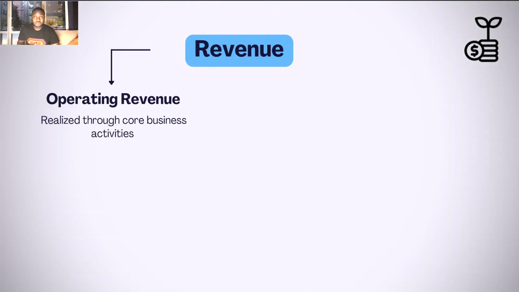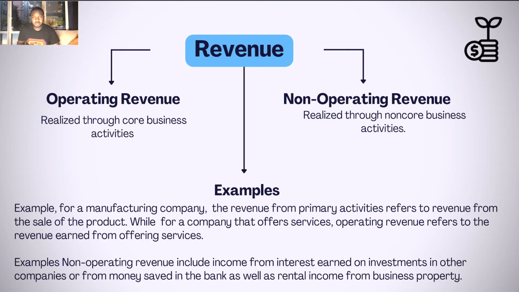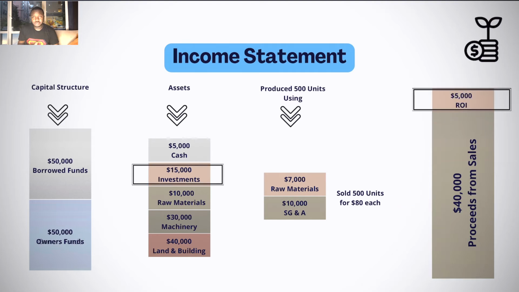Operating revenue is realized through the company's core business activities, while non-operating revenue is realized through non-core business activities. For a manufacturing company, the revenue from core business activities refers to revenue from the sales of products, while for a service company, it refers to revenue generated from offering services. In our hypothetical example, a total of $40,000 is operational revenue as it is realized through the sales of the company's products. If, however, the company realized $5,000 returns from its $15,000 investments during the period, the $5,000 is non-operational revenue and it will be added to the $40,000 operational revenue to have $45,000 total revenue.